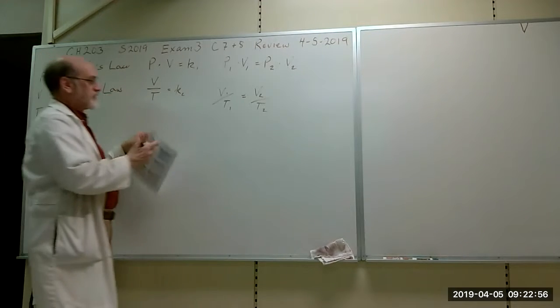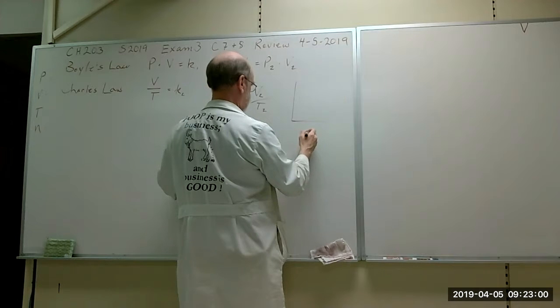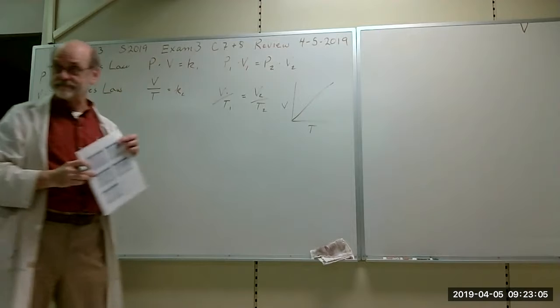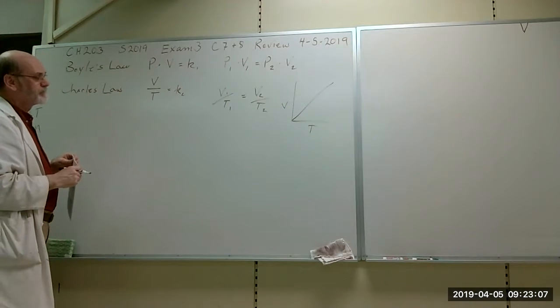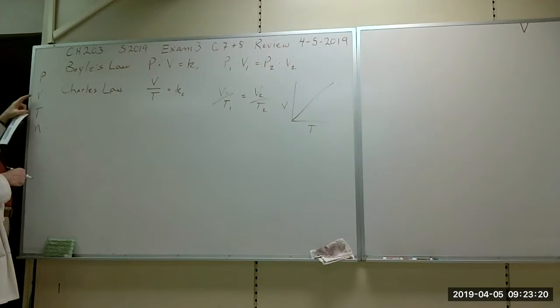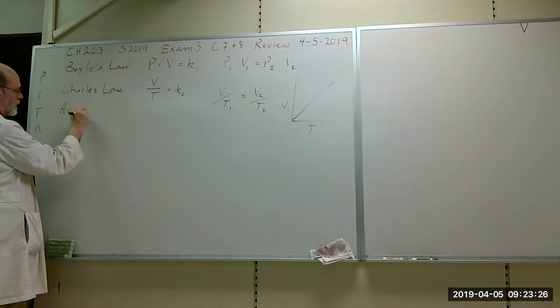And of course, when you graph this one, a direct relationship, you get a straight line. And let's see, who's next? If we hold pressure and temperature constant, and let volume and moles be the variables, we get Avogadro's Law.